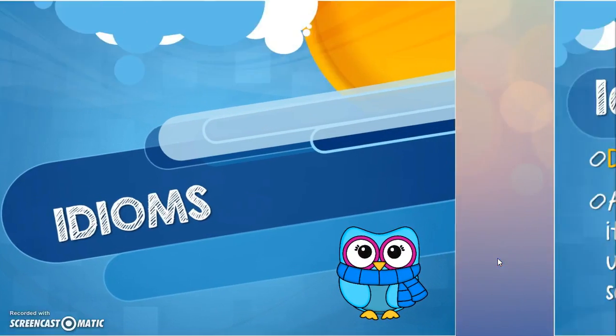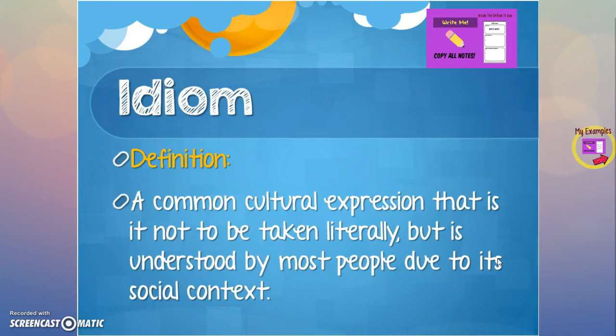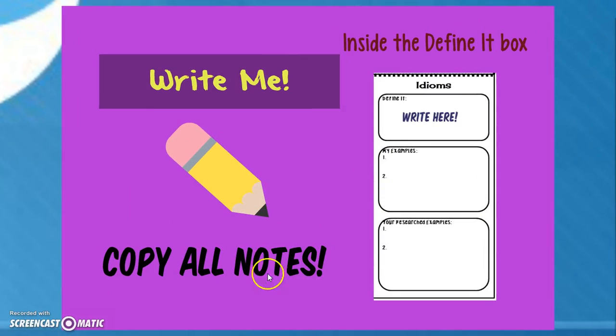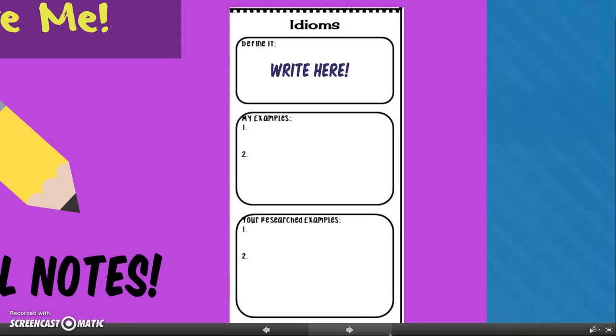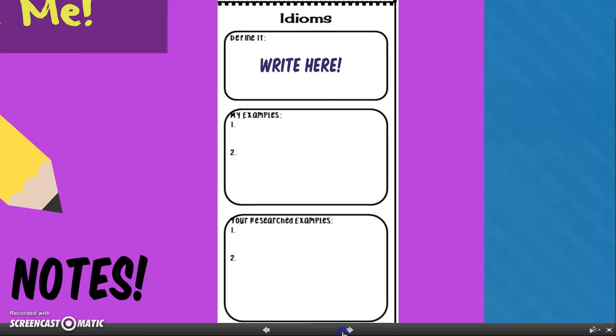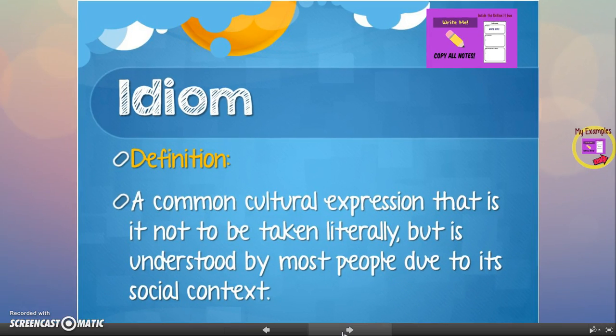So, with idioms, you have a definition. You can write the definition right here. Oh, sorry, I got a little carried away. Write the definition right here in the define it box. Zoom it in. There you go. And the definition is this. And again, don't forget to pause me.